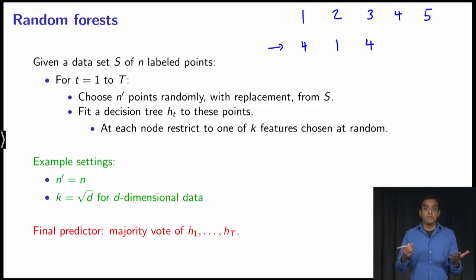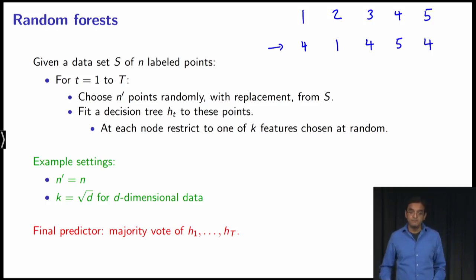Then we pick another point at random. Let's say we end up with point 5. And finally, we pick another point at random. Let's say we get point 4 again. So the resample data set consists of point 1, point 5, and 3 copies of point 4. Okay? So we will use this resample data to build a decision tree.